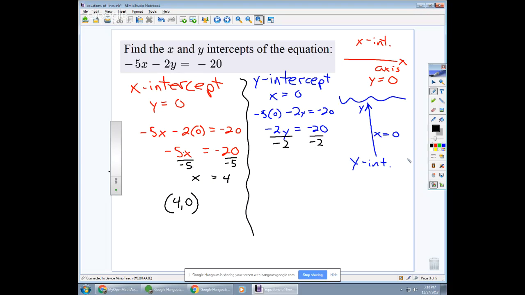Number divided by itself is 1. 1 times y is y. Negative over a negative is positive. 2 goes into 20 10 times. So I believe the y-intercept would be 0, 10.